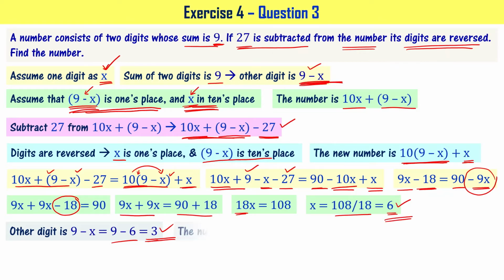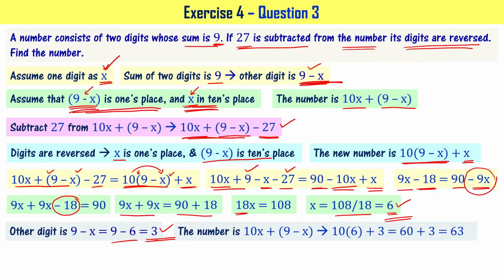So the number is 10 times 6 plus 3, that is equal to 60 plus 3, that is equal to 63, right? The given number is 63. Got it?